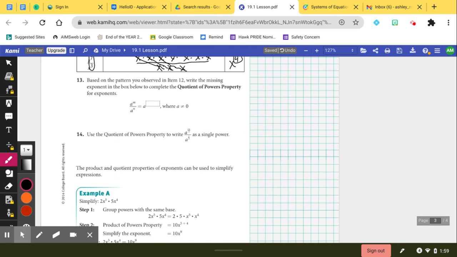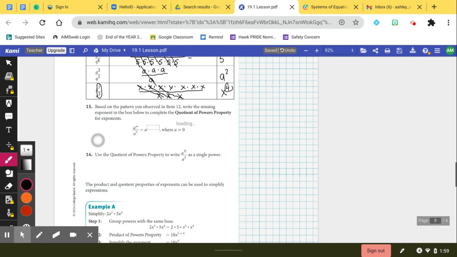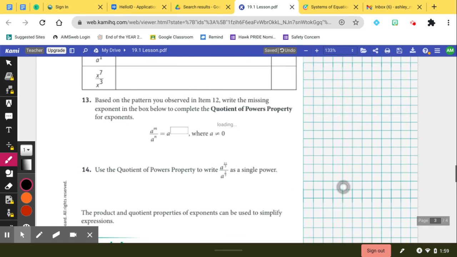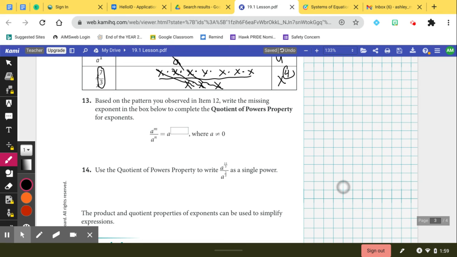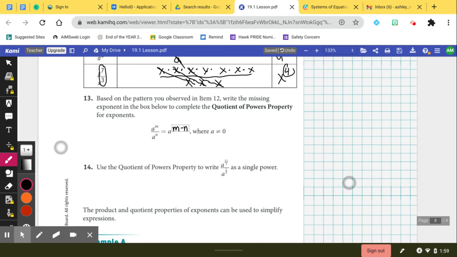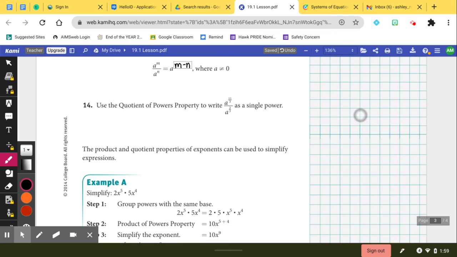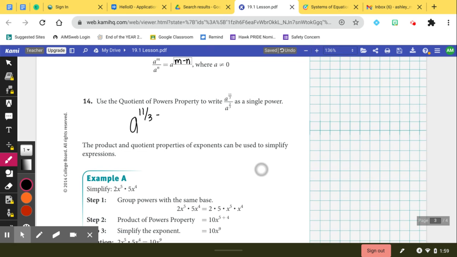So it says, based on the pattern we observed in item 12, write the missing exponent in the box below to complete the quotient of powers property. So this would be a to the m minus n. Then it says use the quotient of powers property to rewrite a to the 11 over 3 divided by a to the 2 over 3 as a single power. So this would be a to the 11 thirds minus 2 thirds, which would be a to the 9 thirds, which is equal to a to the third.